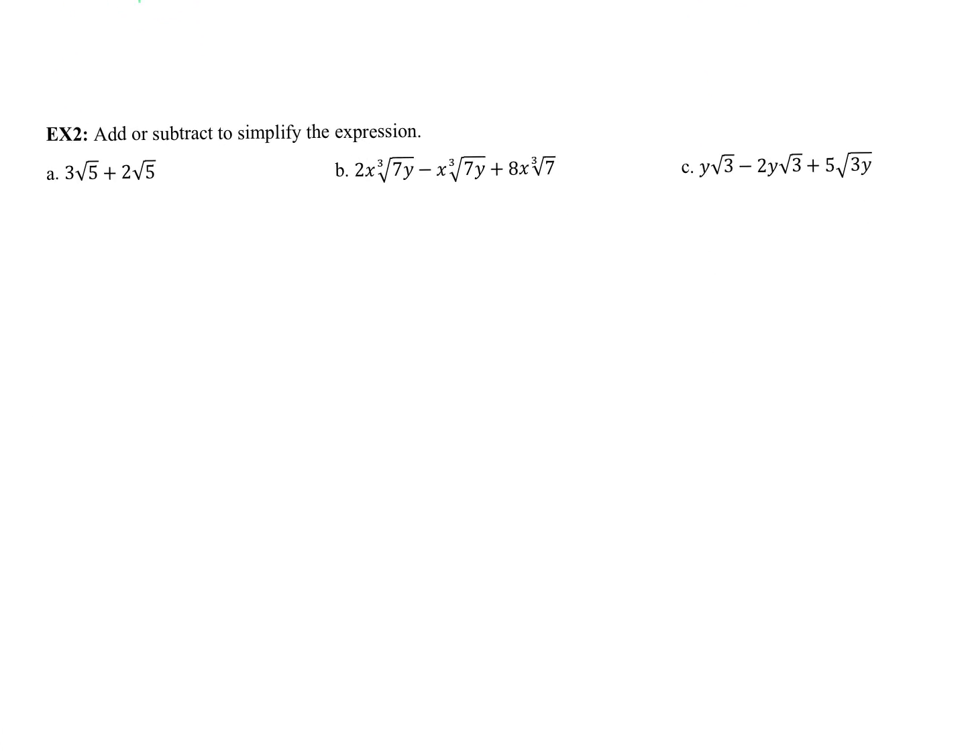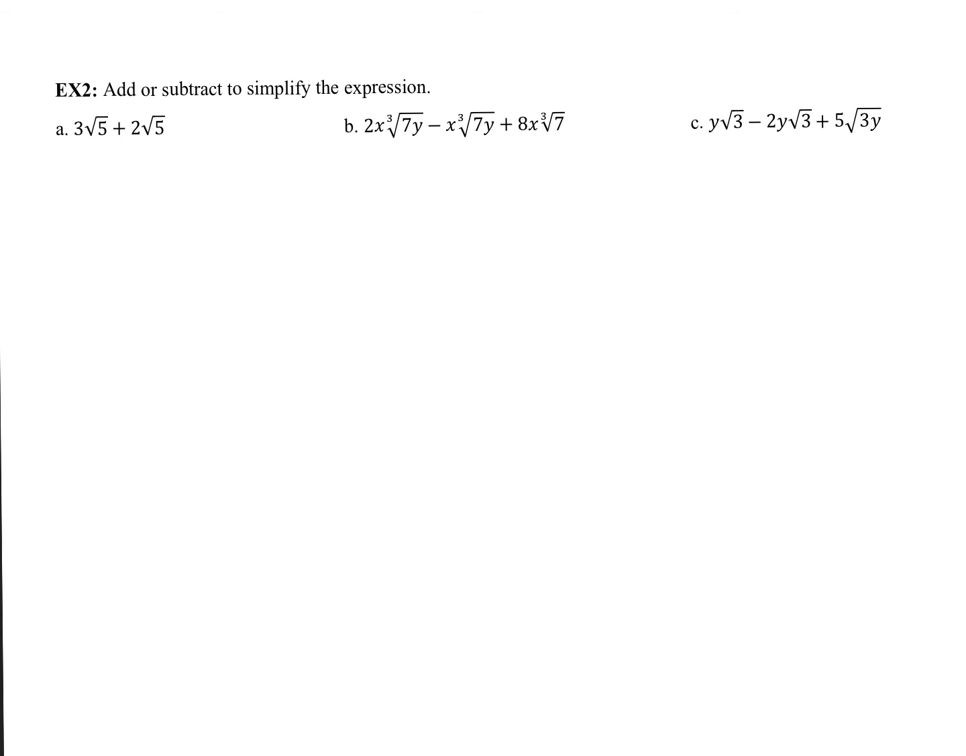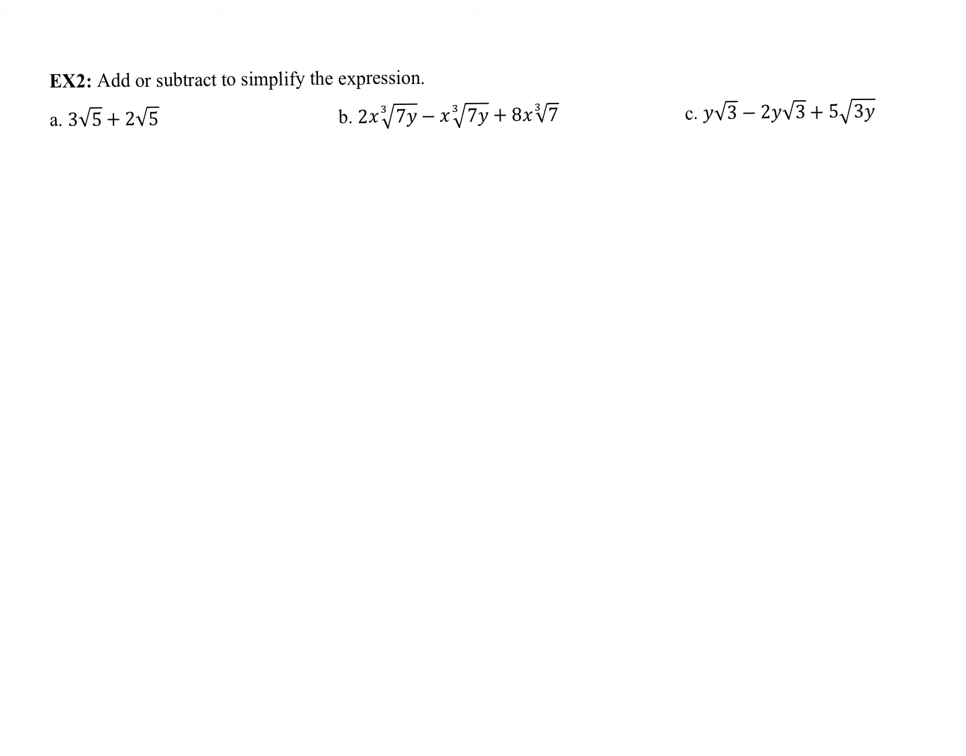Alright, so let's take a look at example 2. Add or subtract to simplify the expression. Well, for part A, are these guys actually like terms? Well, they both have the radical 5, so they are. So I'll go ahead and add up the 3 and the 2, and we get 5, and then we write down their like term, root 5.